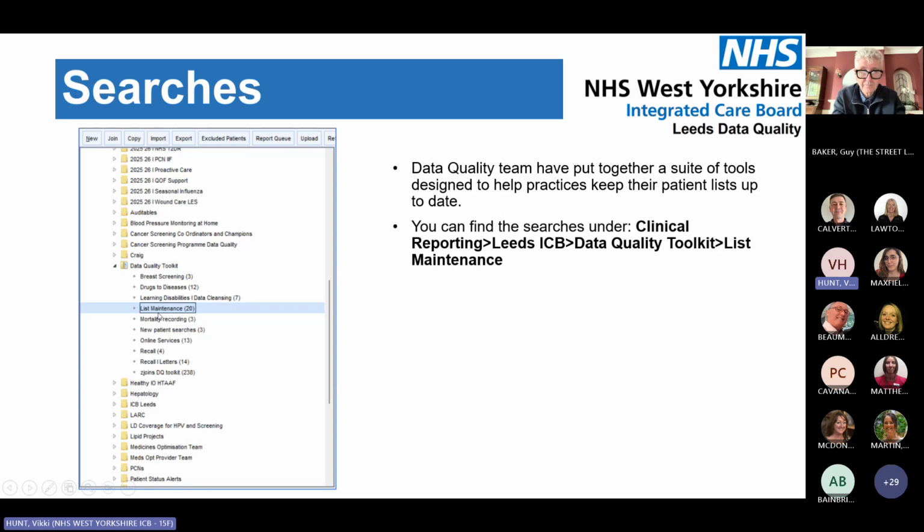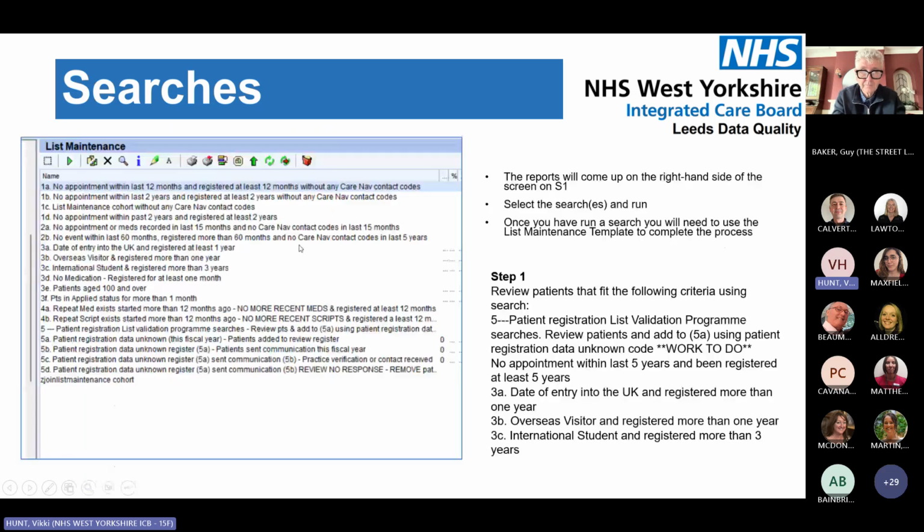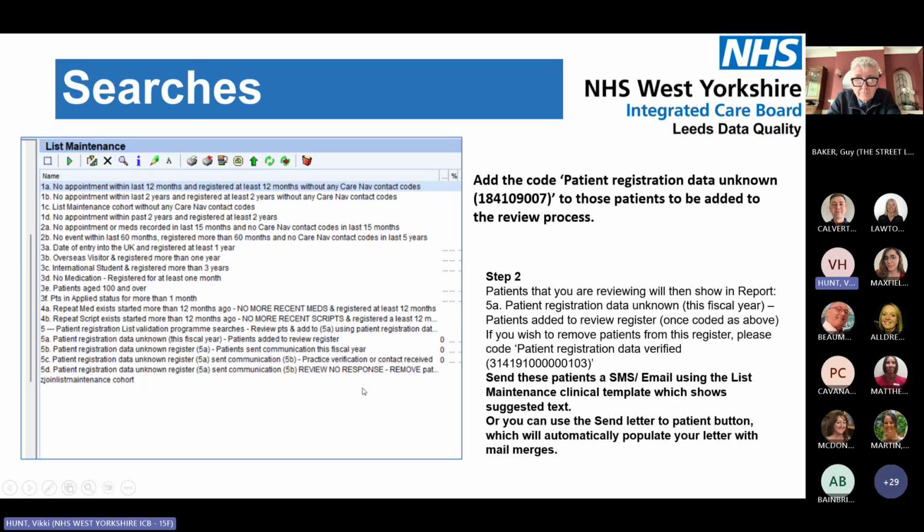So we've put on the searches, the data quality team, under the data quality toolkit called list maintenance, and you will find searches that have been created for you to find patients that are within certain criteria. So some will be that haven't had an appointment within the last 5 years, some that have been registered for over 5 years, some that had a date of entry to the UK, overseas visitors. So basically what we want are patients that we've not had contact with in one way or another, whether that's a telephone call, whether it's a request for medication.